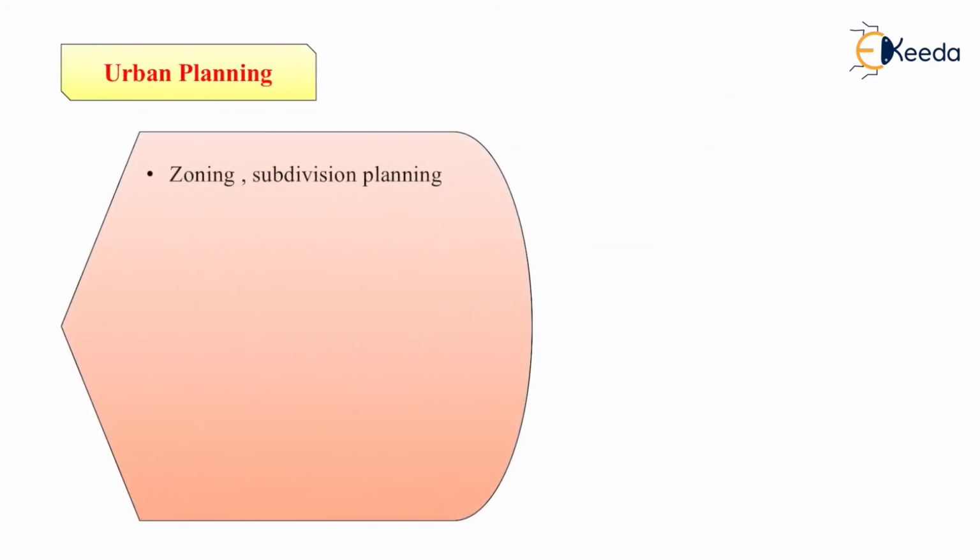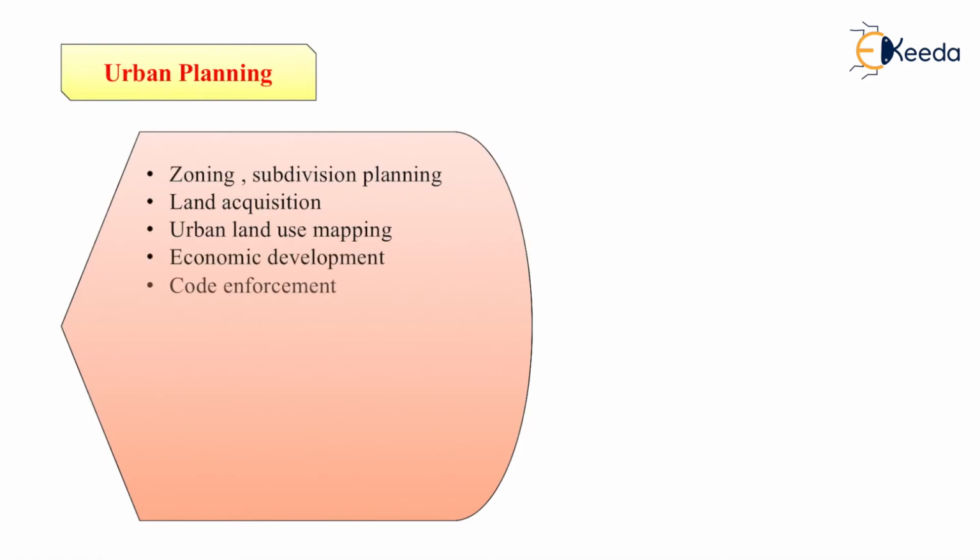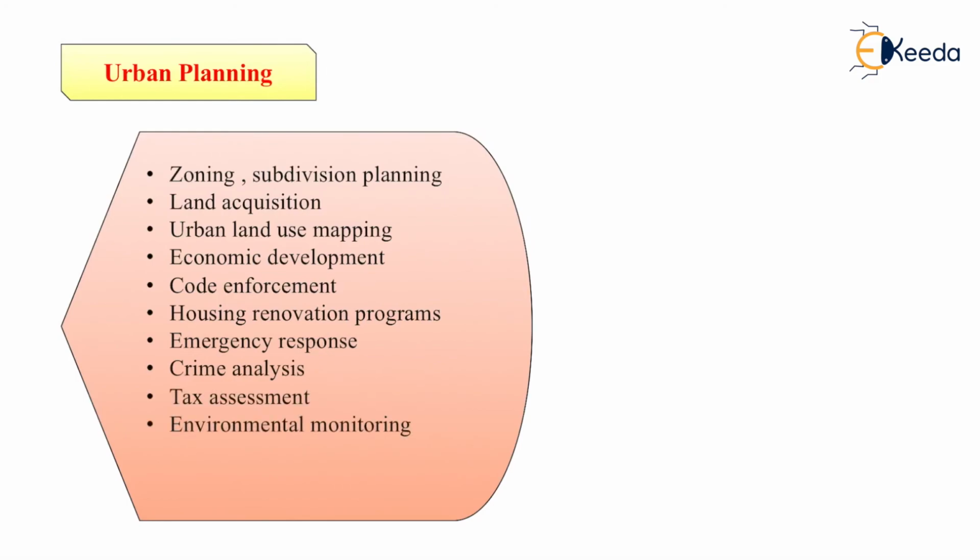As well as in urban planning, we can use GIS for zoning, subdivision planning, then land acquisition, as well as for urban land use mapping, then economic development, code enforcement, then housing renovation programs. We can use it for emergency responses, crime analysis, tax assessment, as well as environmental monitoring, then encroaching urban problems of even small magnitudes. So likewise in civil engineering also the GIS use is very vast. We can use it in every format wherever we require the topographical information.